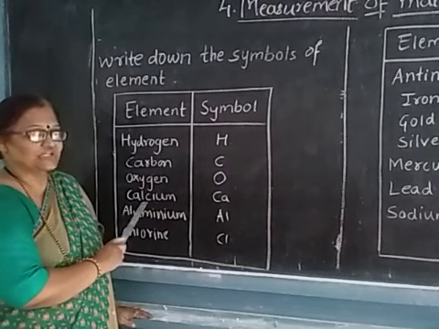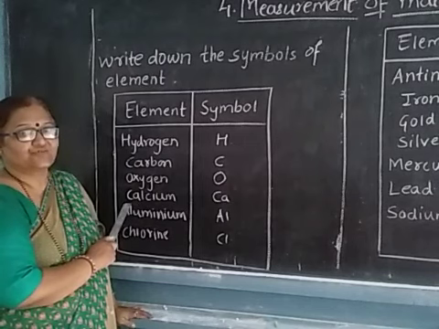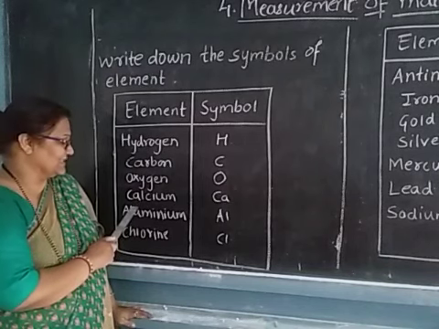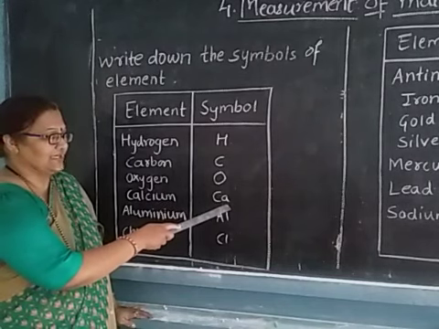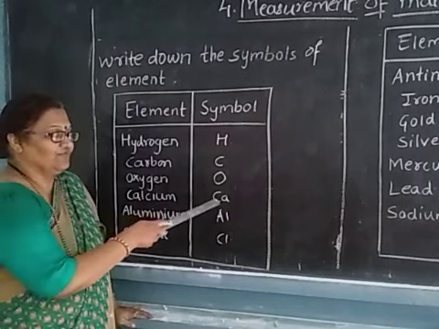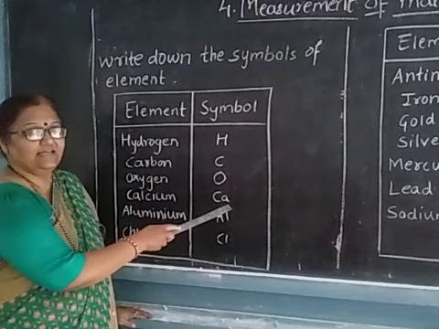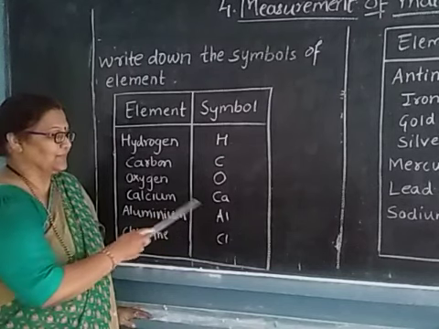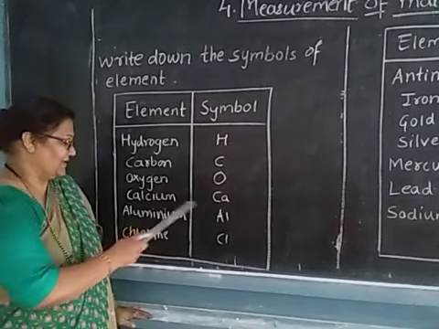Next comes calcium. Here two letters are considered, the first one and the second one. That is, calcium is denoted by Ca. So what is done here actually? The first letter is written as a capital, that means C is written as a capital and the second letter is written as a small letter. That means calcium becomes Ca.